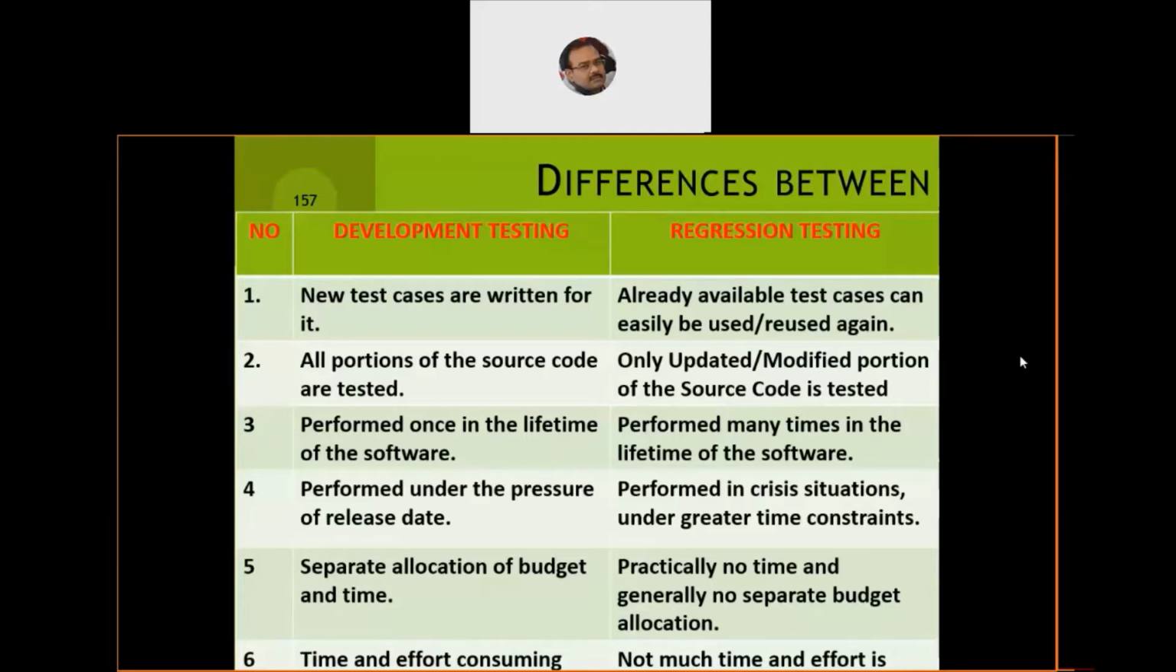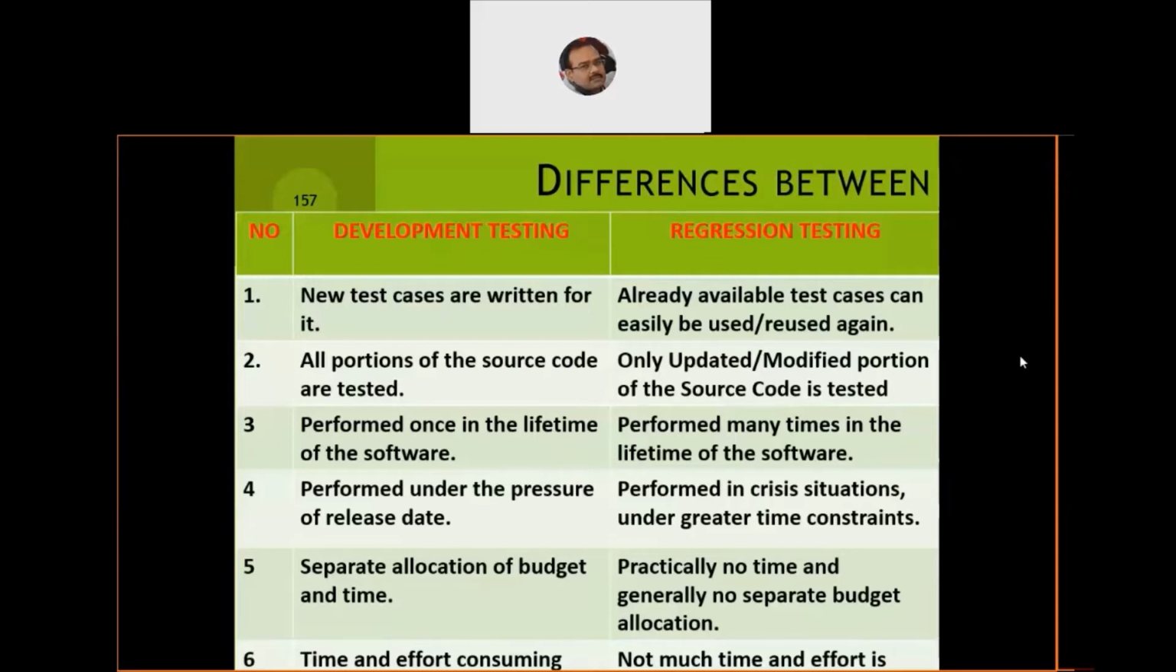But regression testing is always performed in a crisis situation and under great time constraint, because if a bug has been detected, it needs to be corrected ASAP, as soon as possible, not ASAP as slow as possible. So here ASAP means as fast as possible, not as slow as possible. Because the client or maybe the development team has detected it, it should be immediately debugged and immediately corrected.